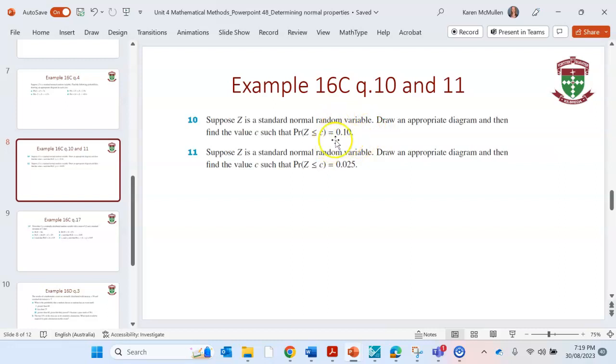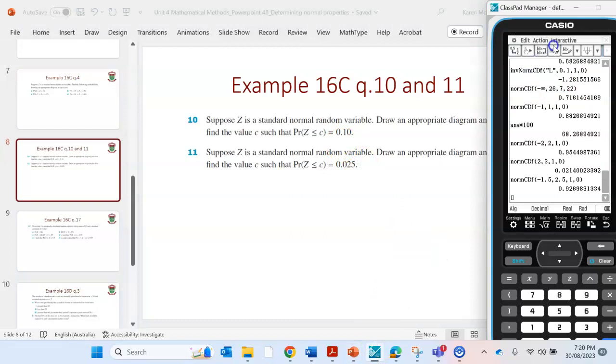So for the first one, the probability that Z is less than or equal to C is equal to 0.1. Remember, with continuous probability, of which the normal probability is a part, it doesn't matter about your inequality sign, but it does for discrete. So here it doesn't matter that it's equal to. On my calculator, we're going somewhere a little bit different. Still pretty much the same spot, but instead of going to continuous, we go to inverse.